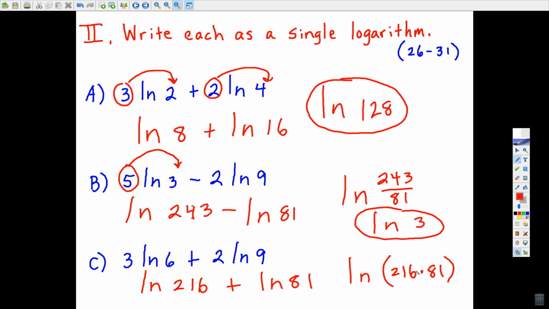216 times 81? It's 17,496. Okay, and that would be my answer for letter C, natural log 17,496. Any questions so far? Quick review of the properties. It's going to be really handy on your test Tuesday, along with a lot of other things.